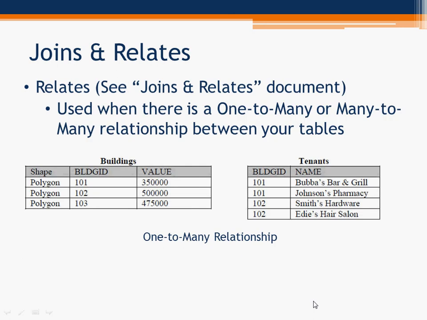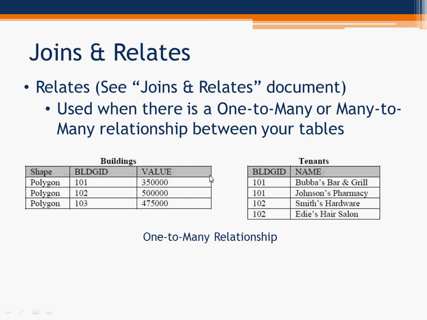We move on to relates now. Relates are a little bit different in that we're setting up a temporary linkage between our tables because we have a different type of cardinality relationship, in this case a one-to-many relationship. Here we may have a buildings layer that, obviously indicated by our shape field, has polygons, and so we have building 101, 102, and 103. Over here we have a second table that tells us who are the tenants of each of the different buildings. So in this case we have a one building to many relationship.